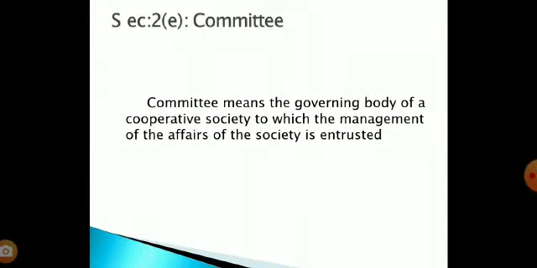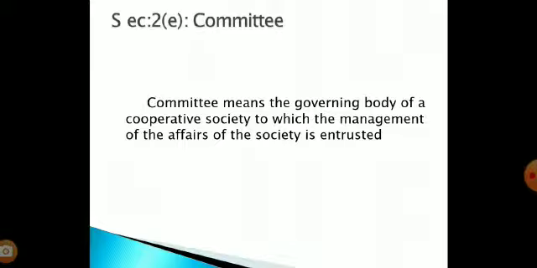And section 2 subsection (e) defines committee. Committee means the governing body of a cooperative society, to which the management of affairs of the society is entrusted. We know that in the case of a cooperative society, the management is vested in two things, that is the managing committee and the general body.